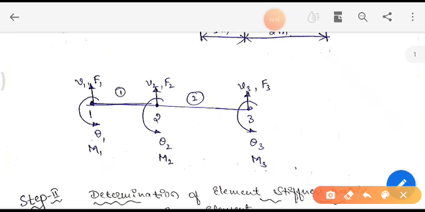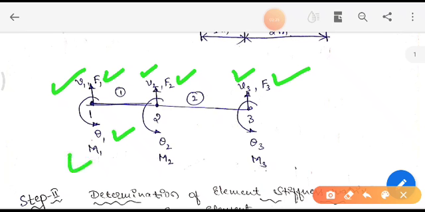If you see here, we have displacement V1 because of force F1, displacement V2 because of force F2, and displacement V3 because of force F3 at each node, that is node 1, 2 and 3 respectively. Here we have angular displacement theta 1 because of moment M1 at node 1, angular displacement theta 2 because of bending moment M2, and angular displacement theta 3 because of moment M3. Clear? This is how we need to do the modeling.